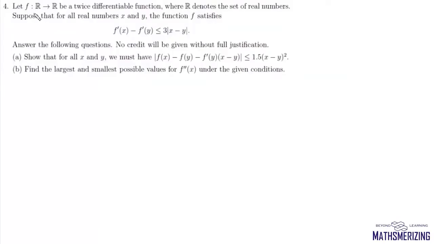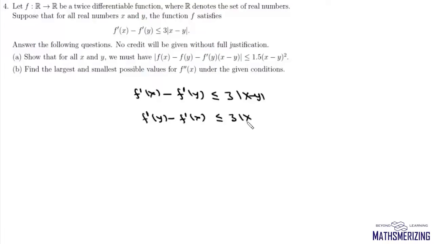Now question number 4 is: the function f is defined from R to R and is a twice differentiable function such that mod of f'(x) minus f'(y) is less than or equal to 3 times mod of x minus y. Now if we interchange x and y, we can write this as f'(y) minus f'(x) is less than or equal to 3 times mod of x minus y. That is, from here we can clearly say that mod of f'(x) minus f'(y) is less than or equal to 3 times mod of x minus y.